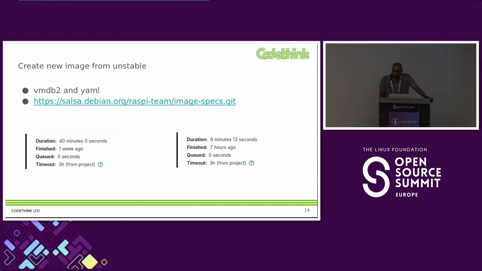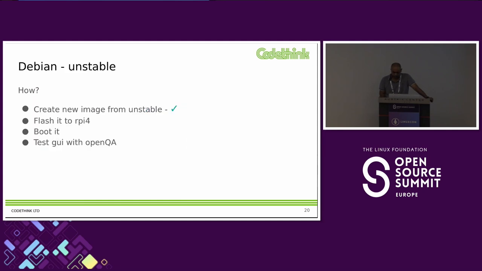40 minutes was on an x86-64 machine, which was using binfmt support. And if I do the same on an ARM64 machine, then the image builds in 9 minutes. So there's a huge difference between using binfmt support and doing it natively on ARM64. So now we have a Raspberry Pi 4 image based on Debian Unstable.